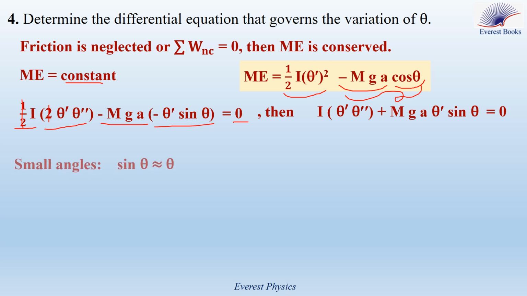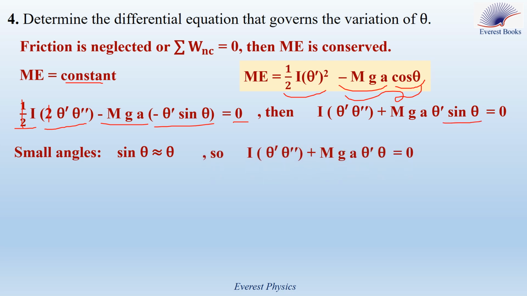Now, since the pendulum oscillates with a small angle, then sine theta is approximately theta. So this sine theta can be replaced by theta. We get this new equation. Now take theta prime as a common factor. In this equation, we have two solutions.